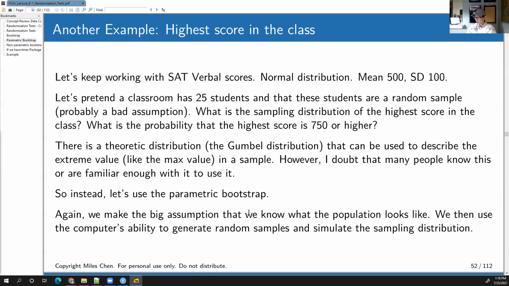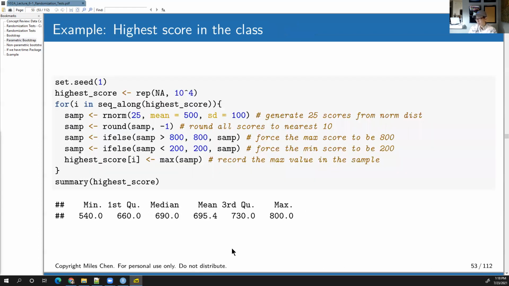Here we're going to assume that we know what the population looks like, and we're going to use the computer's ability to generate random samples. We're going to simulate random values from the normal distribution. We're going to take 25 of them, because now we're saying we have a classroom of 25 students who've taken the SAT, from a population where the mean is 500 and the standard deviation is 100. We round off to the nearest tens, and again we max out the values at 800 and set the minimum value at 200.